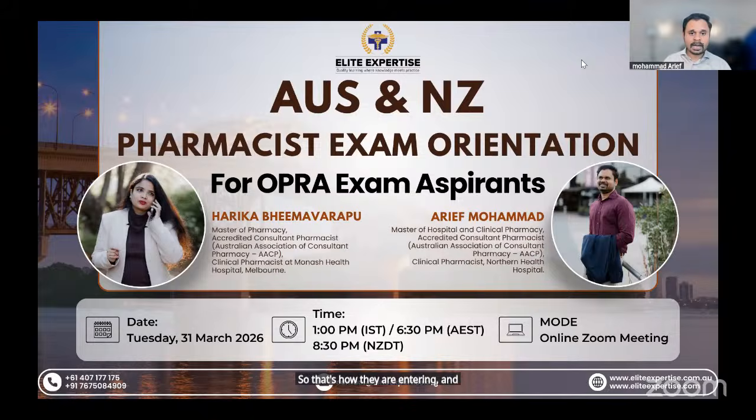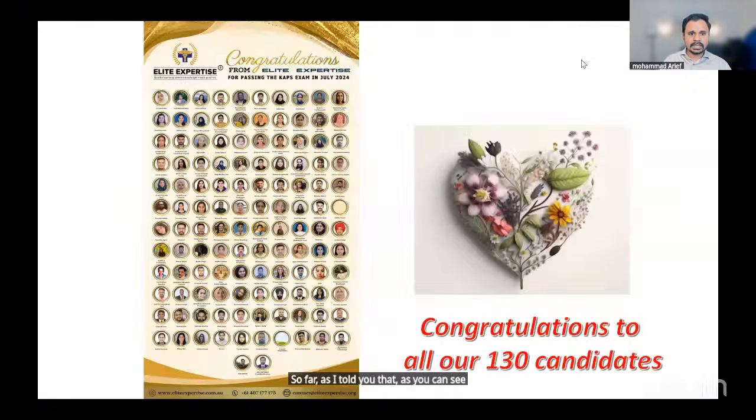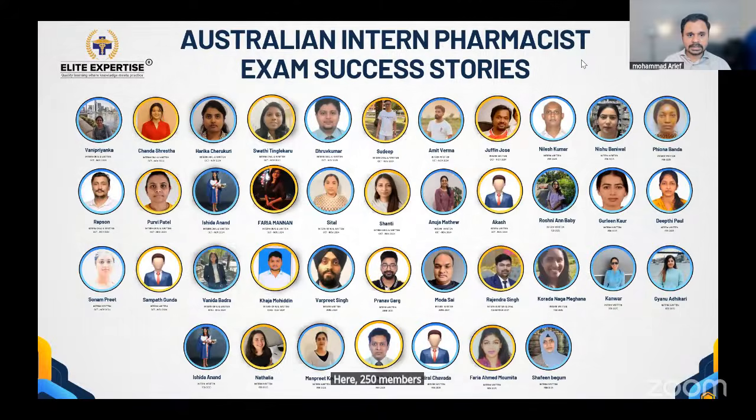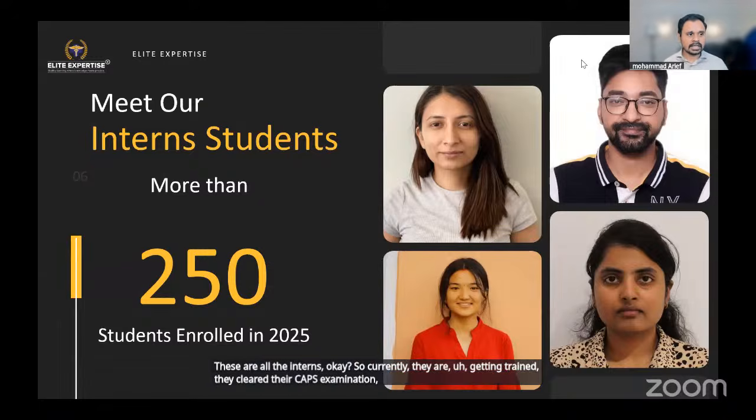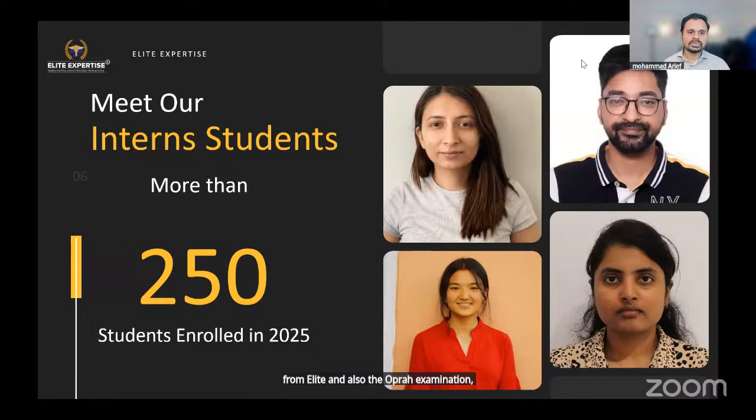As I told you, as you can see here, 250 members are getting trained. These are all the interns, currently getting trained. They cleared their KAPS examination from Elite and also the OPRA examination. At least around 230 members have cleared the KAPS or the OPRA examination from Elite Expertise, and now most of them have entered Australia, either on direct sponsorship visas like the 482, or on these 407 visas.